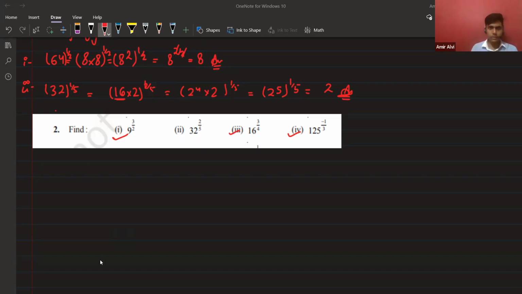Yes, Simrat. Done. No, I'm on the second one. This, okay, third one, 16 to the power 3 by 4. Can you tell me the answer of the first one, if you have solved this? We got 9. You got 9. Yes.